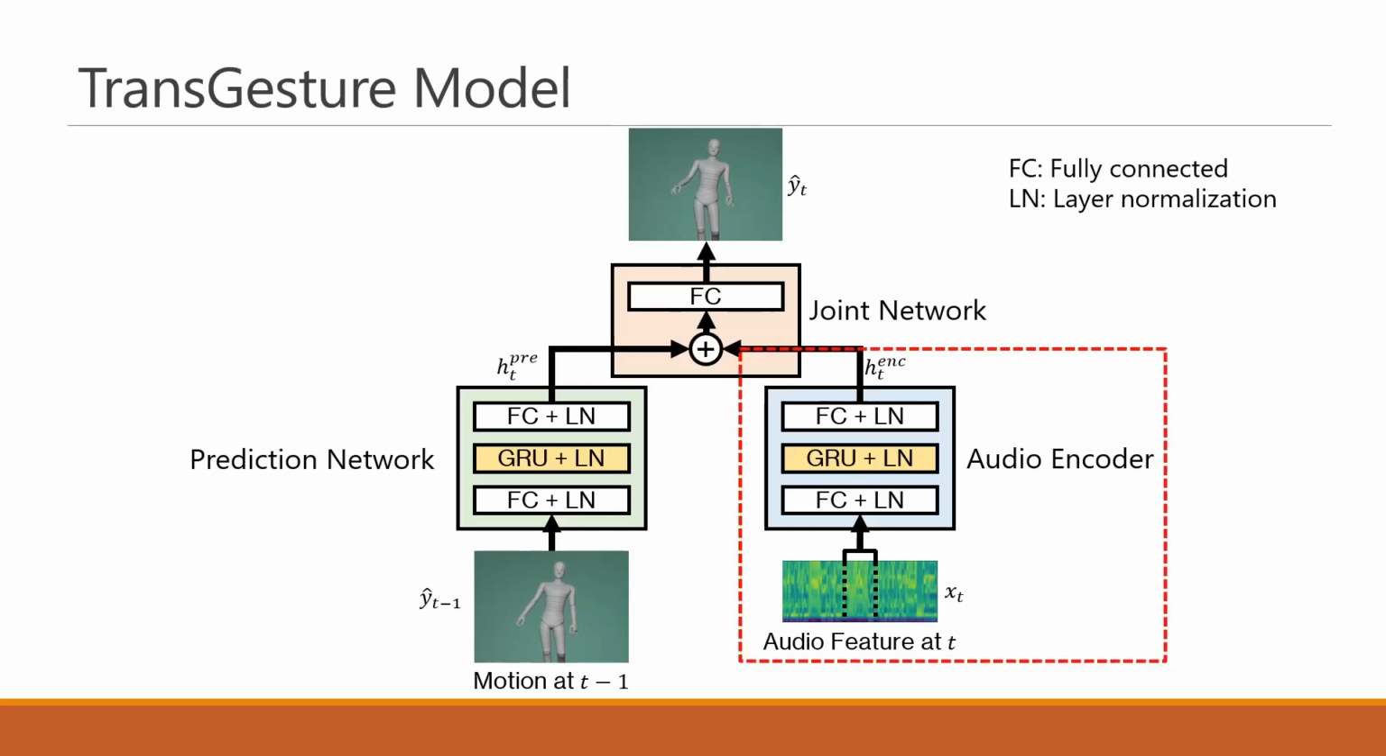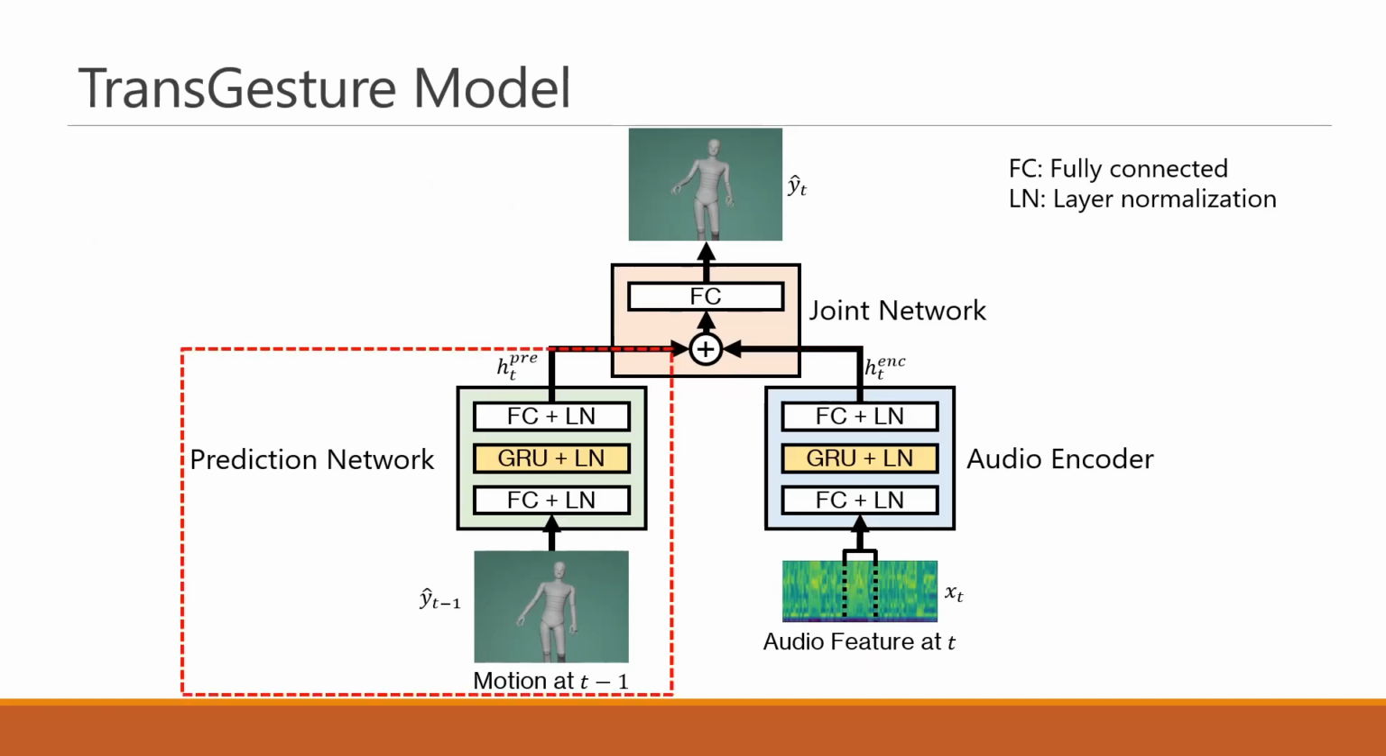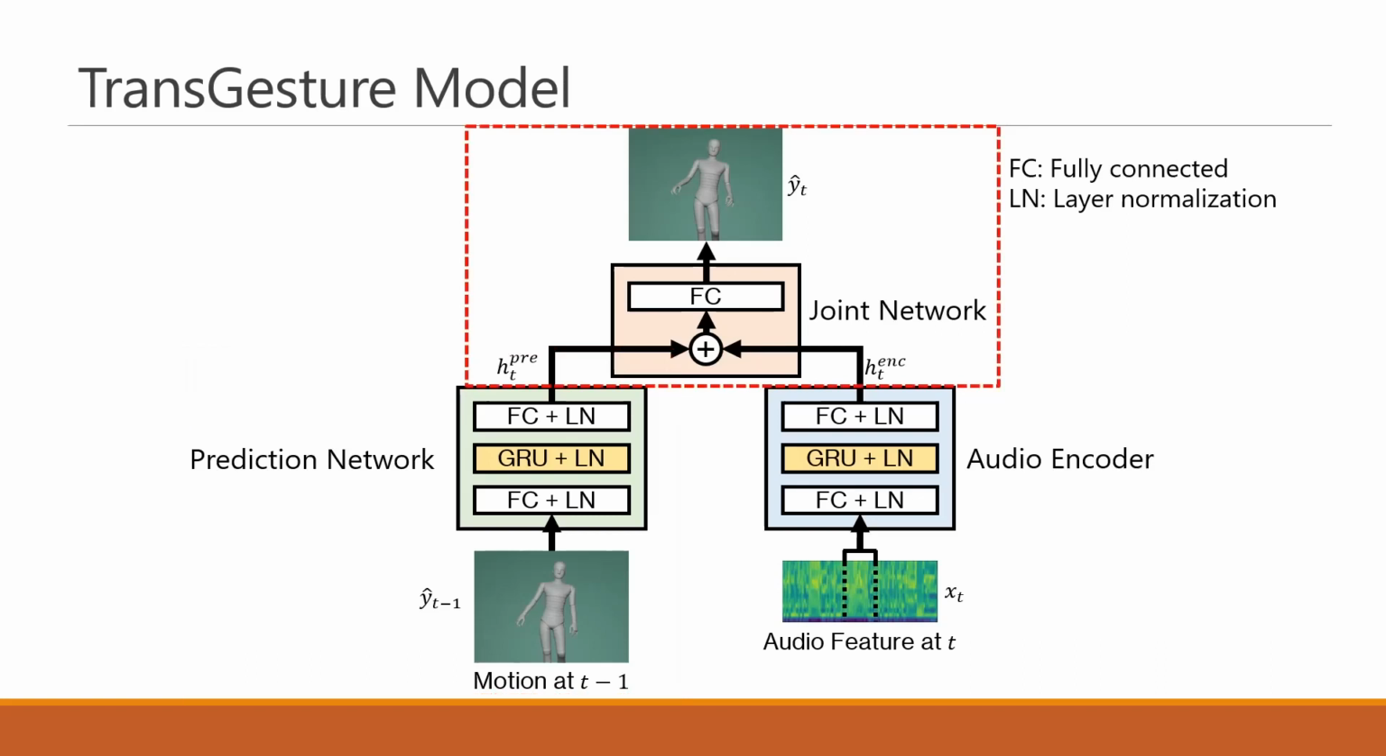Audio encoder takes an audio feature at the current time and processes it through a set of a fully connected layer, a two-layered gated recurrent unit, and a fully connected layer, resulting in a latent feature vector. Prediction network takes the previous output of joint network and produces another latent feature. We use the same architecture for prediction network and audio encoder. Joint network takes the two latent vectors, integrates them by element-wise summation, followed by a fully connected layer, and outputs the motion of current time. We keep each network structure simple to see the potential of vanilla RNN transducers.